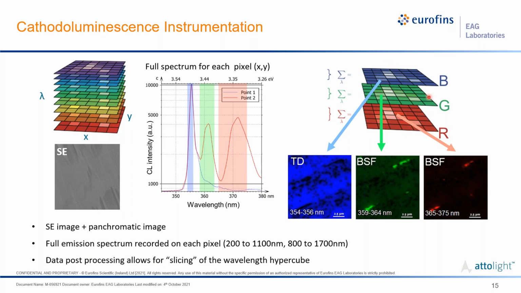Here we can take this hypercube of data and define this map as 354 nanometers to 356 nanometers, and then look at the intensity variance across the whole area. We can then also set up green as 359 to 364, and this red map showing 365 to 375. So effectively we can see where on our sample these different emissions actually arise from.